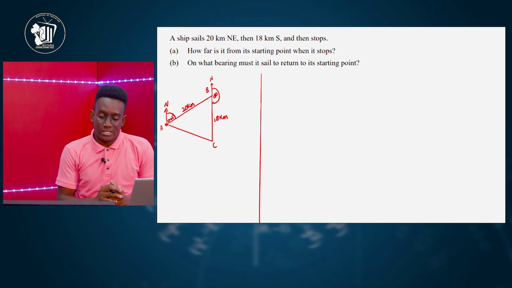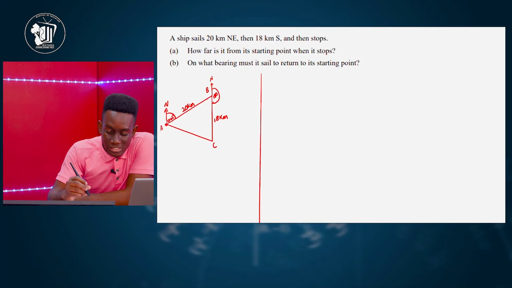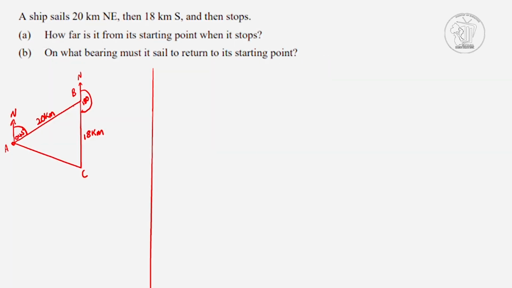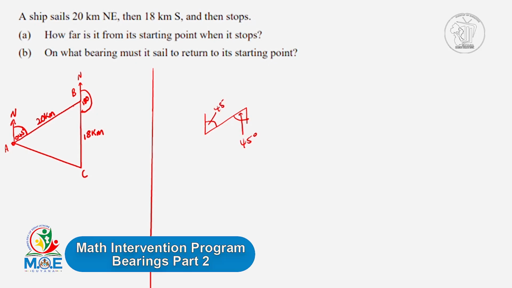So how far is it from its starting point? They basically want us to find AC. Before we can find AC, we must have an angle in this triangle. If you look at the point A and this angle formed here, and we look at this north line here and the south line here, we can see a little Z. Because it's a Z, let me isolate it. So here is the north, then we have this line here, then we have south. We can see a Z being formed here. Because it's a Z and here is 45, that means here will also be 45 degrees. So the angle between here would be 45 degrees.